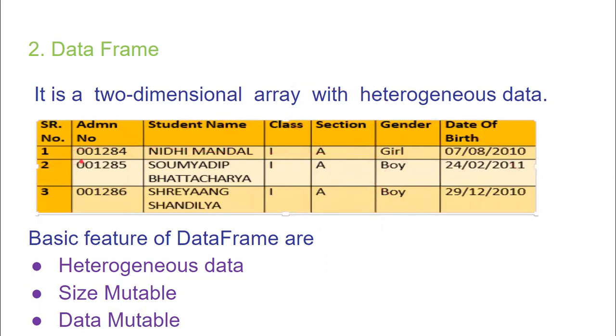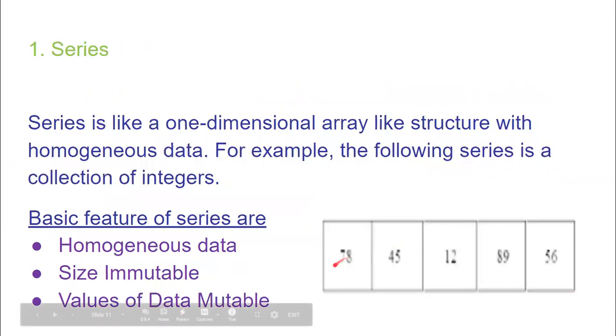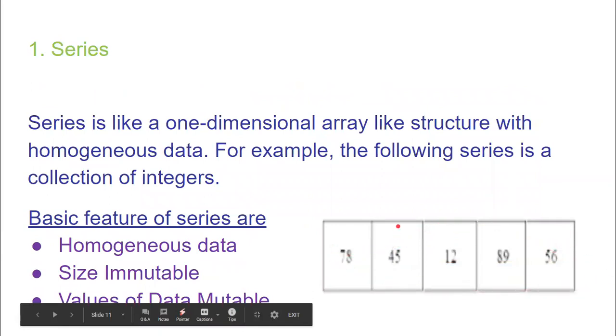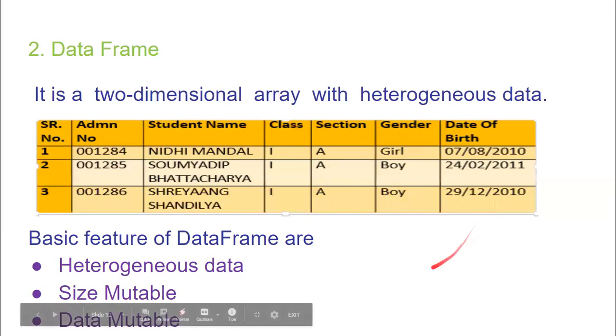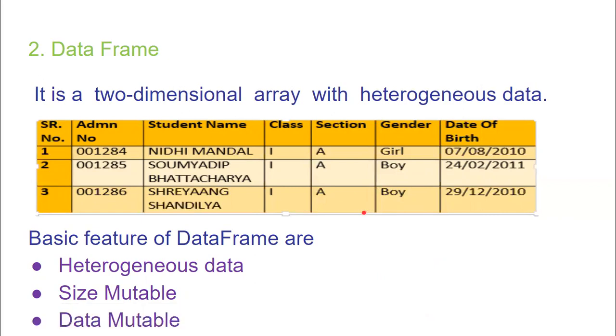Here the admission number is integer, but the student name is a group of characters, that is a string type, and this is the date type. So that is called heterogeneous data. Different types of data you can store in a data frame. But in the series, you can see all are numbers, integers. That is why it is called homogeneous data. And here it is called heterogeneous data. The basic features of the data frame are heterogeneous data, size is mutable, and data is also mutable.